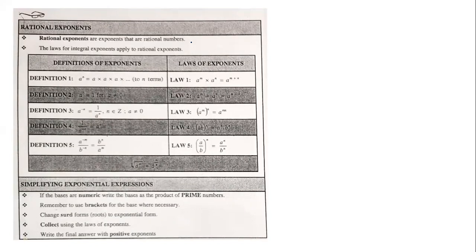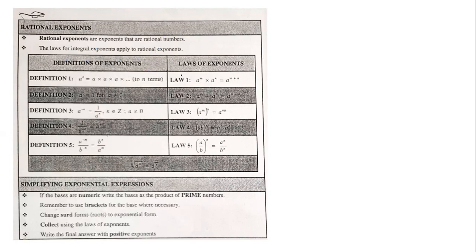Here we are going to talk about the rational exponents. So when you talk about rational exponents, we are talking about exponents that are rational. Rational numbers are numbers that we know terminate, but irrational numbers, most of the time, we know are numbers that do not terminate. And then again, the laws of integral exponents apply to rational numbers.